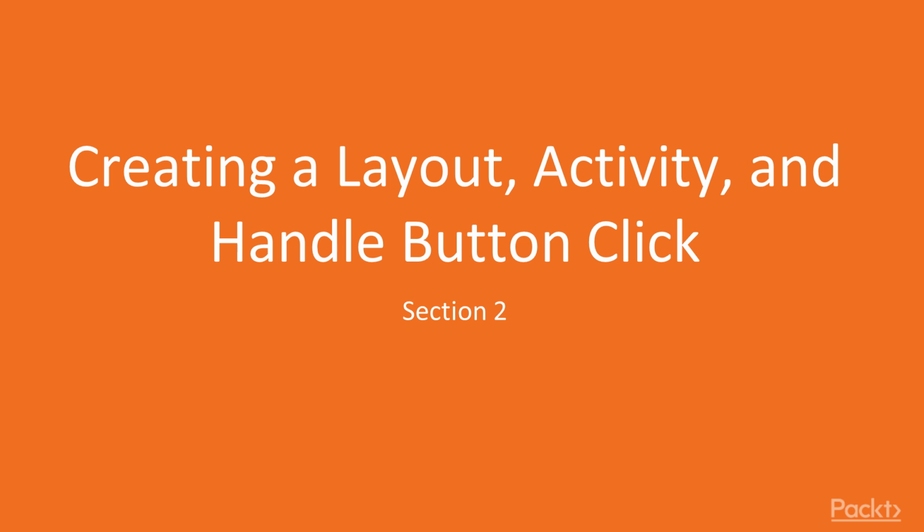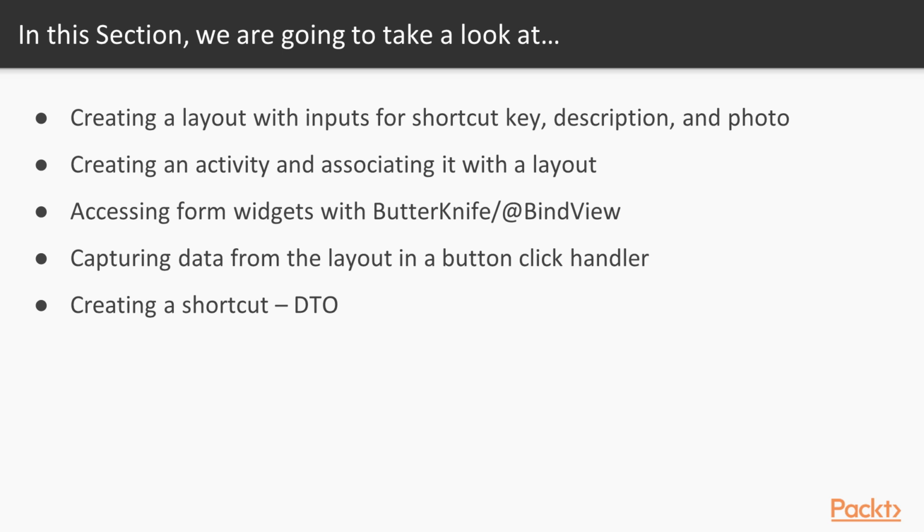In this section, we're going to focus on the user interface. We're going to see how to create a layout activity and handle a button click. We'll have this first video where we cover creating a layout with inputs for a shortcut key, description, and photo. This will be the primary screen that the user interacts with when the user is adding a shortcut to our collection. Next, we're going to create an activity and associate it with a layout.